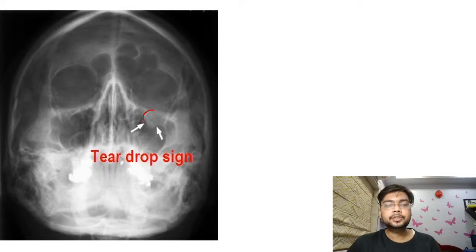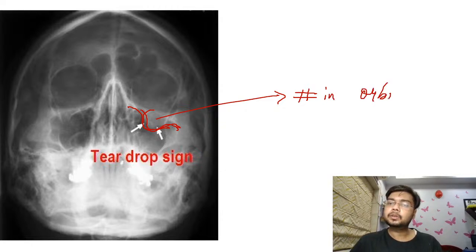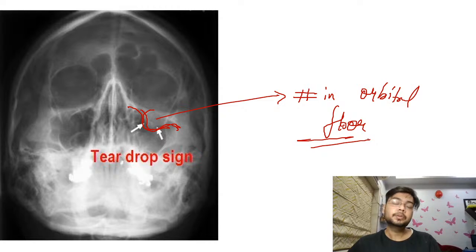This X-ray is showing you a teardrop sign. Why teardrop? Because the fat and other things are projecting into the maxillary sinus due to a fracture of the orbital floor. So this is most commonly caused by a fracture of the orbital floor, resulting in a teardrop sign.